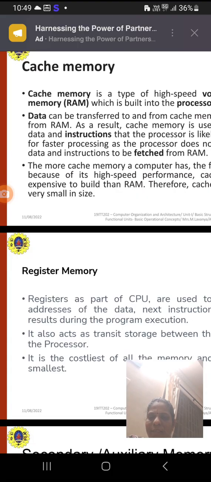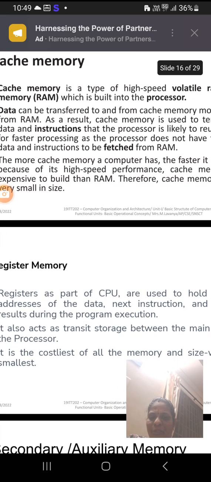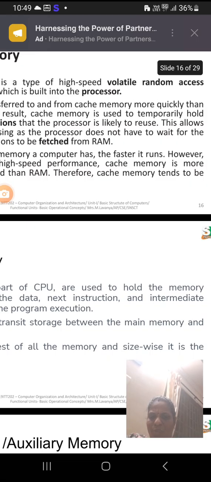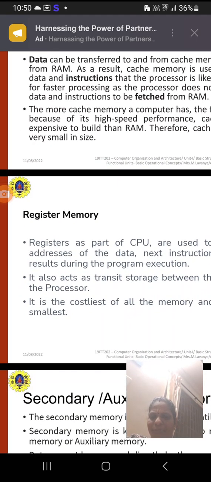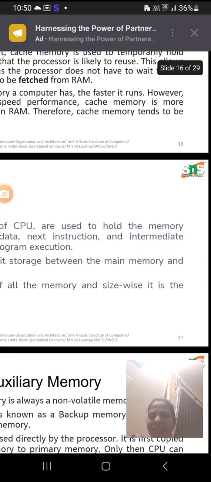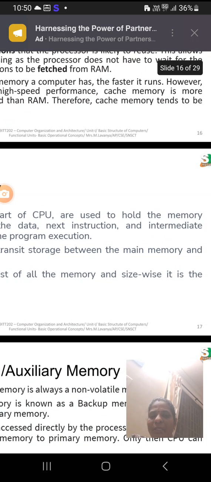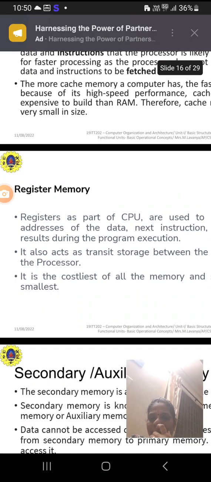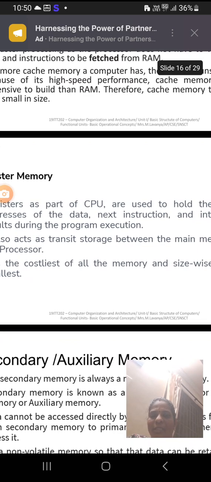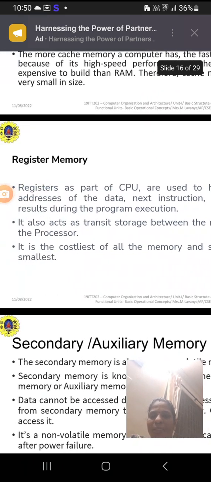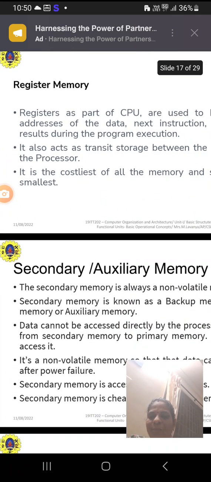The register memory is a part of the CPU which is used to hold the data, the address of the next instruction, and the intermediate results during program execution. It also acts as a transmit storage between the main memory and the processor. It is the costliest memory, and size wise it is the smallest.